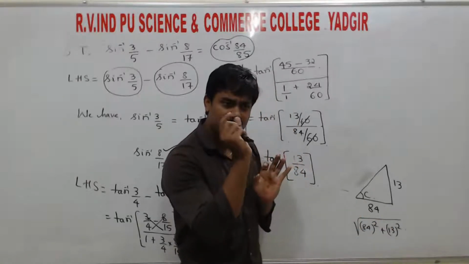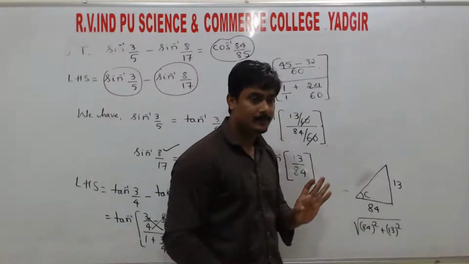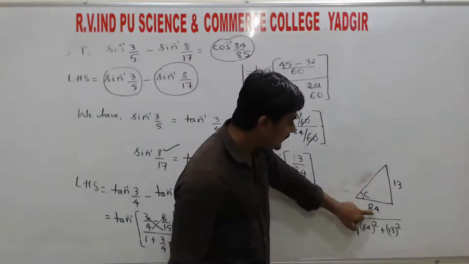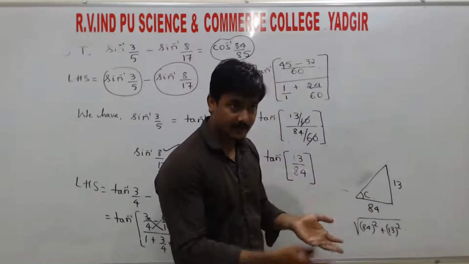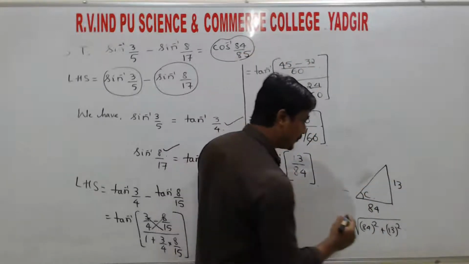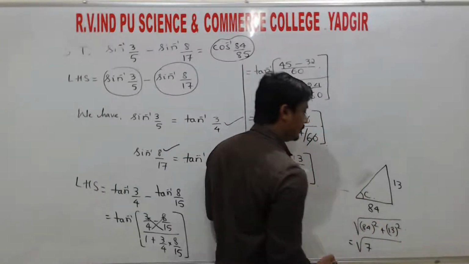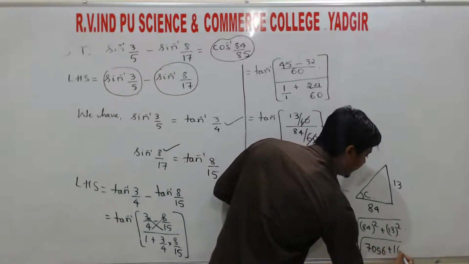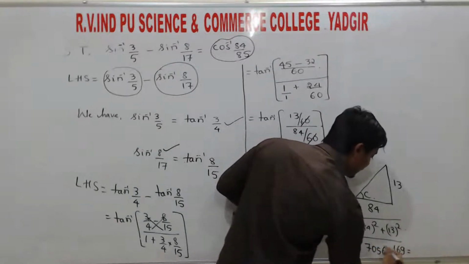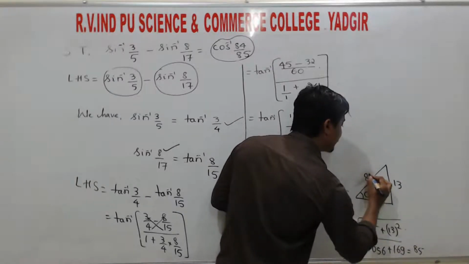Now, when the hypotenuse side length is needed, we must compulsorily add. If any side length other than the hypotenuse is needed, we must subtract their squares, and later we need to take the square root. Okay. So what will be 84 square? 4 4s are 16. It is 7056. 13 square is 169. If you take the square root after adding, you get 85.